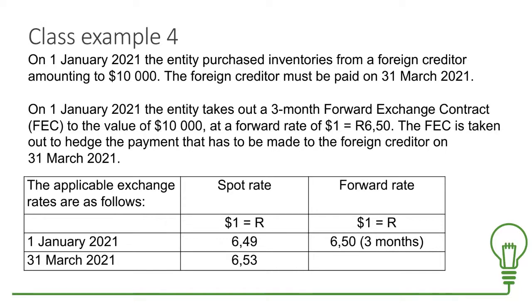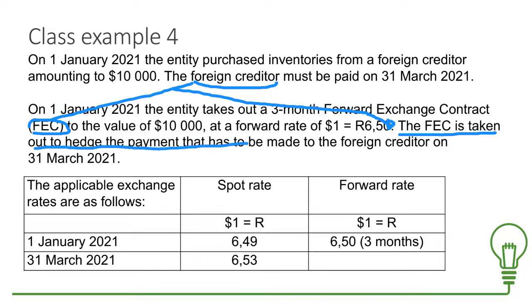So we entered into the contract on the 1st of January, and the contract said we must pay the bank 6.50 per dollar, right? And then it says the FEC hedge was taken out to hedge against a payment that has to be made to the foreign creditor on the 31st of March 2021. So it's just saying that the FEC is related to the foreign creditor. That is what this statement is saying. It's saying we must treat them as one, as one accounting element, when we are recording.